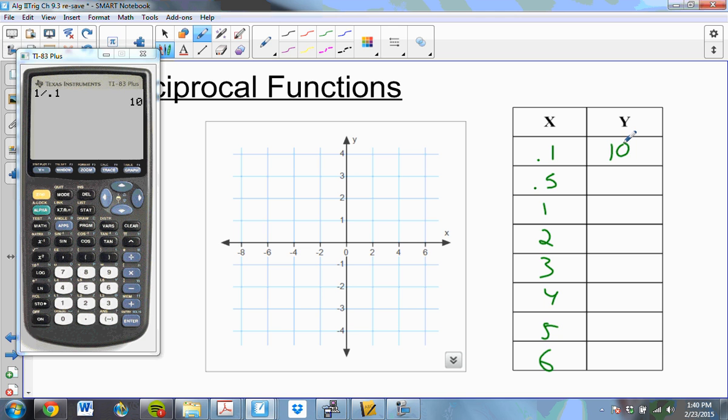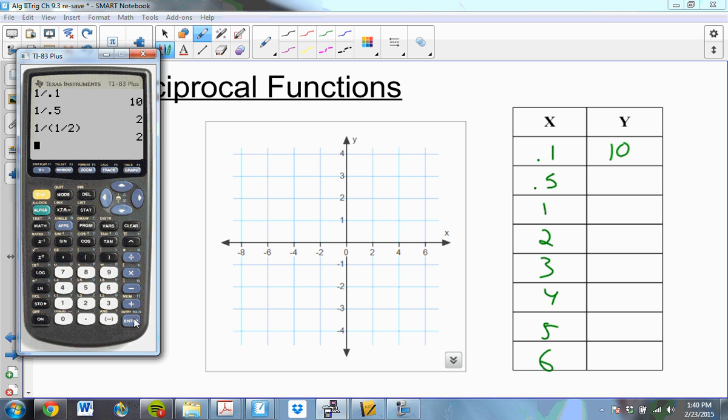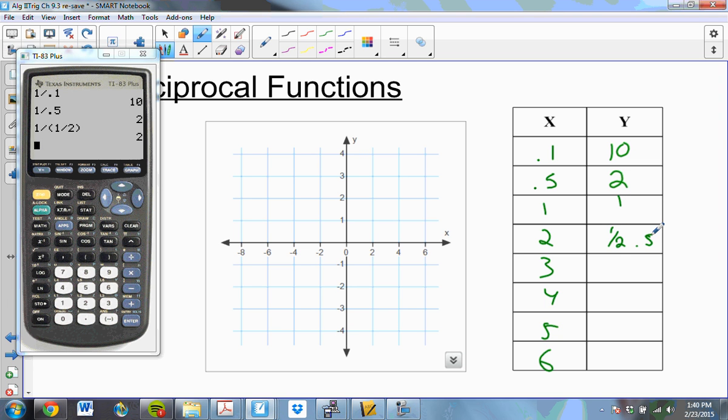1 divided by 0.5, a 0.5 is a half. So 1 divided by 0.5 is the same as 1 divided by 1/2. The reciprocal just flips the fraction over, so you get 2. 1 divided by 1 is 1. 1 divided by 2 is a half, 0.5. 1 divided by 3 is a third. 1 divided by 4 is a fourth. You get the idea. So I'll graph those.